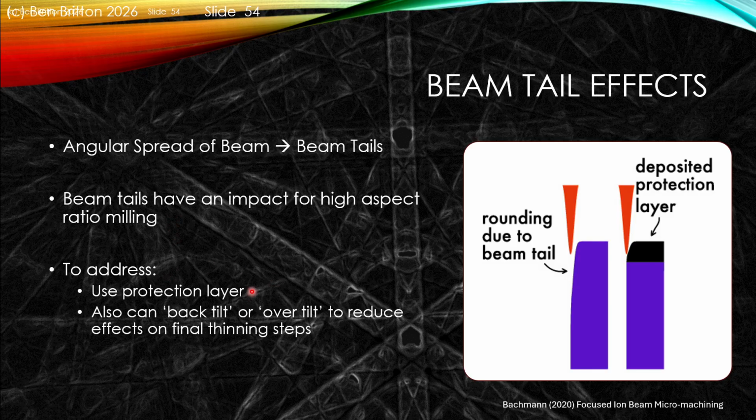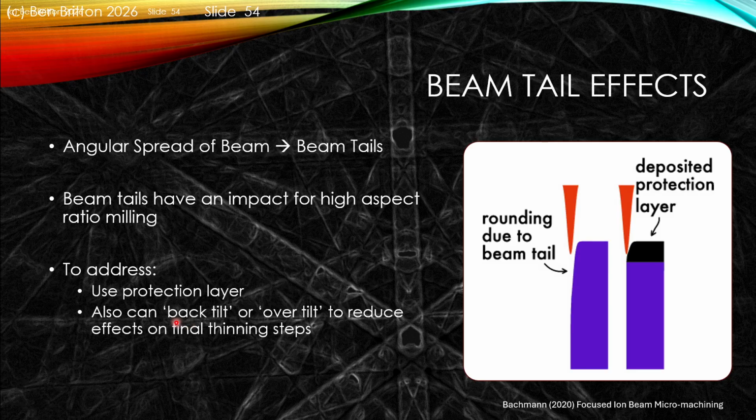And to address this, we can use a protection layer. This protection layer could be introduced through something like the gas injection system, but we can also use more macroscopic protection layers. We, for instance, might sputter across the whole surface of our objects and materials, or we might deposit a layer of silicon, for instance, on top of the object to enable us to cap a large area quickly.